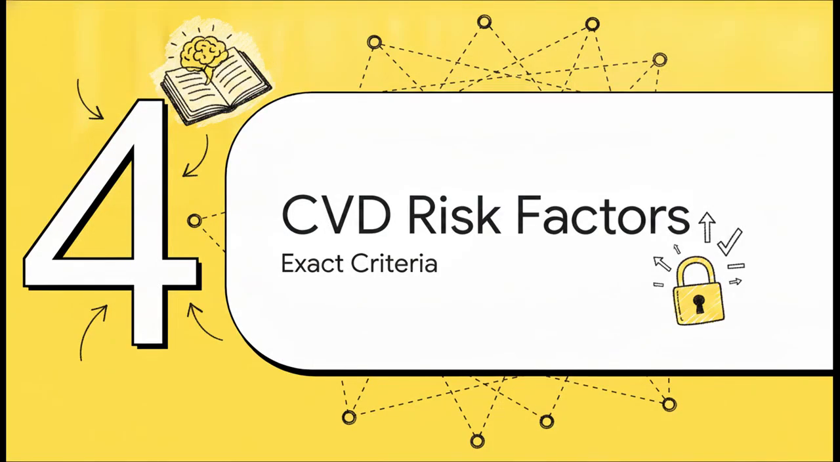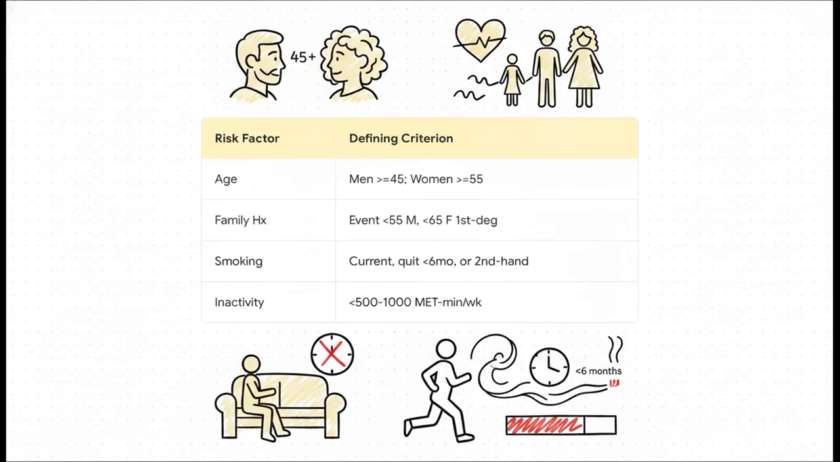All right, take a deep breath. Section 4, CVD risk factor criteria. This is the heavy-hitting memorization phase of our study session. Every single cut point here matters, so let's lock them in. Now, what's really interesting about this slide is how incredibly specific these demographic and lifestyle markers are. Let's get a rhythm going.